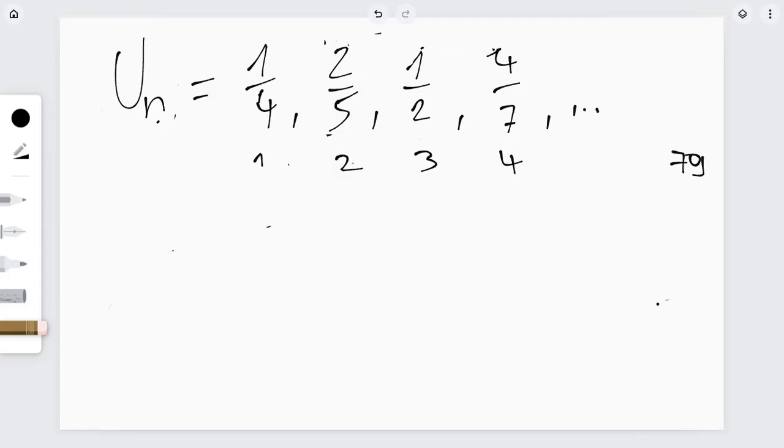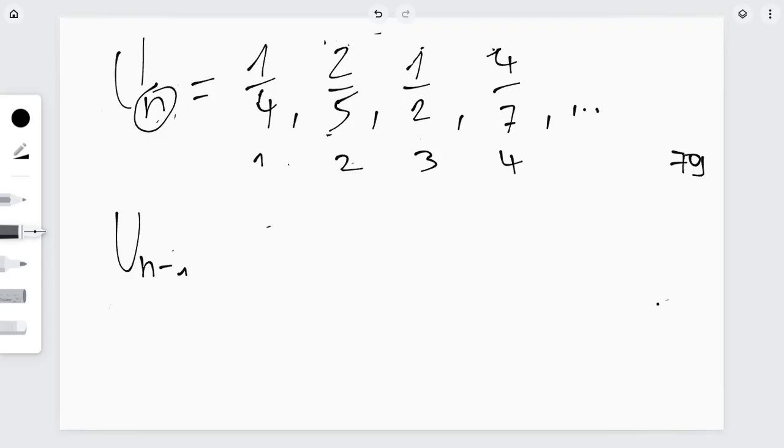So in order to find what's at place 79, we need to express this sequence in terms of its places. That is what makes an explicit formula explicit. It only uses the places. It only uses n. On the other hand, when a formula is recursive, you usually see things like U of n minus 1, which means it uses the previous entry to calculate the next entry.